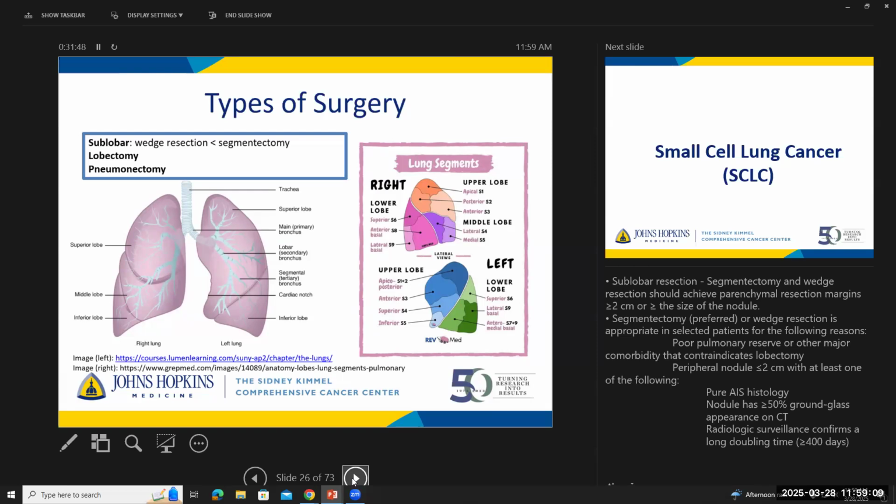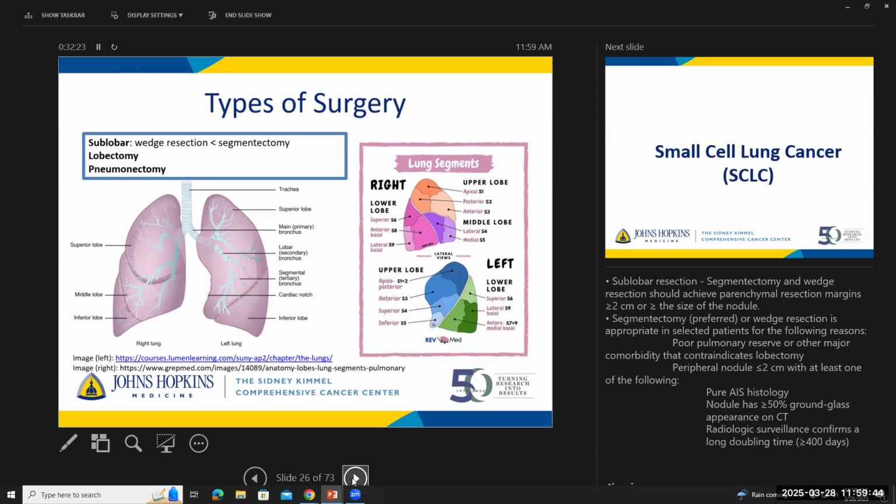But think about somebody who has emphysema and really bad lung function. They're not going to be able to tolerate a bilobectomy or a pneumonectomy. When we take out one whole lung, it's called a pneumonectomy. If we take out one whole lobe, it's called a lobectomy. A sublobar resection is either a wedge resection, which is kind of like taking a little pizza pie slice that includes the tumor, or a whole segment. There are anatomical segments shown in the colorful picture on the right.